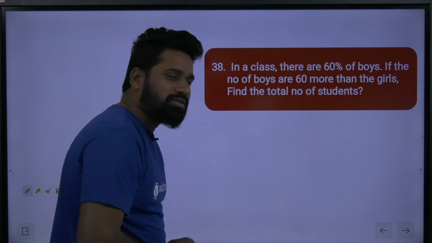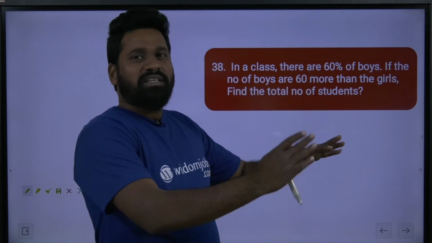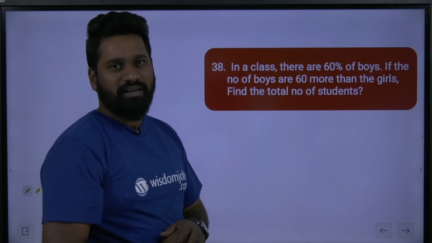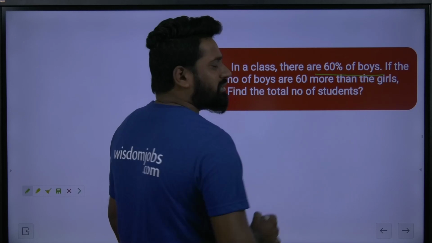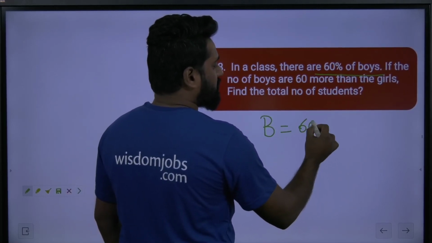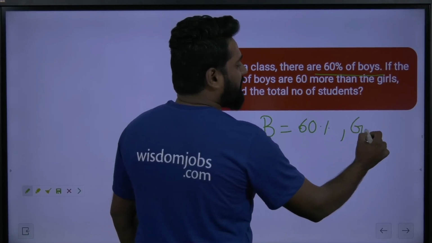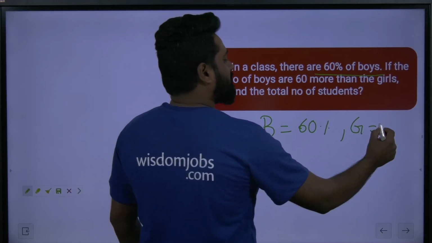But coming to this question, that is already given here. The number of boys is 60 more than the girls. That is clearly given, right? So let us see that. In a class, 60% are boys is given. So you can write the boys percentage as 60%, and the girls percentage, out of 100, means the remaining 40% should be girls.